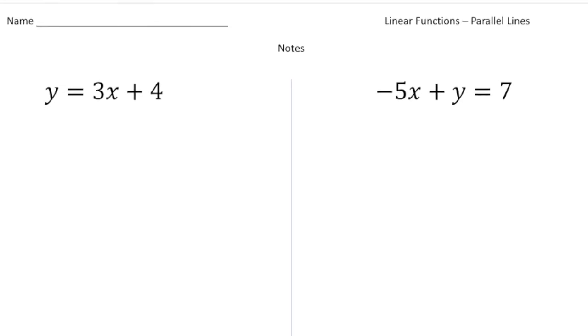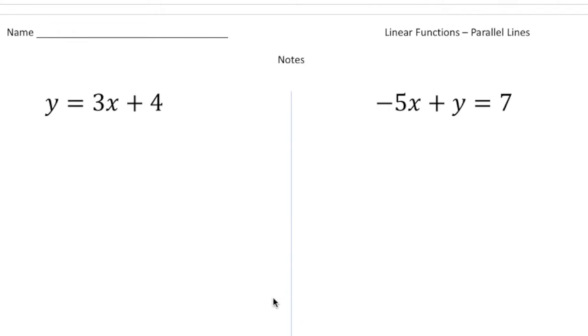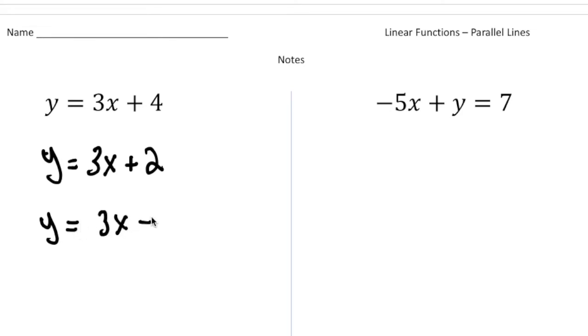let's say for example we wanted to write two equations that are parallel to these two equations. So here we have y equals 3x plus 4. What I'm going to do is write it as y equals 3x, then I can have any other y-intercept. So I'm going to say plus 2. Or I could say y equals 3x minus 1. Or I could even say y equals just plain old 3x, because the y-intercept would be at (0, 0), right?